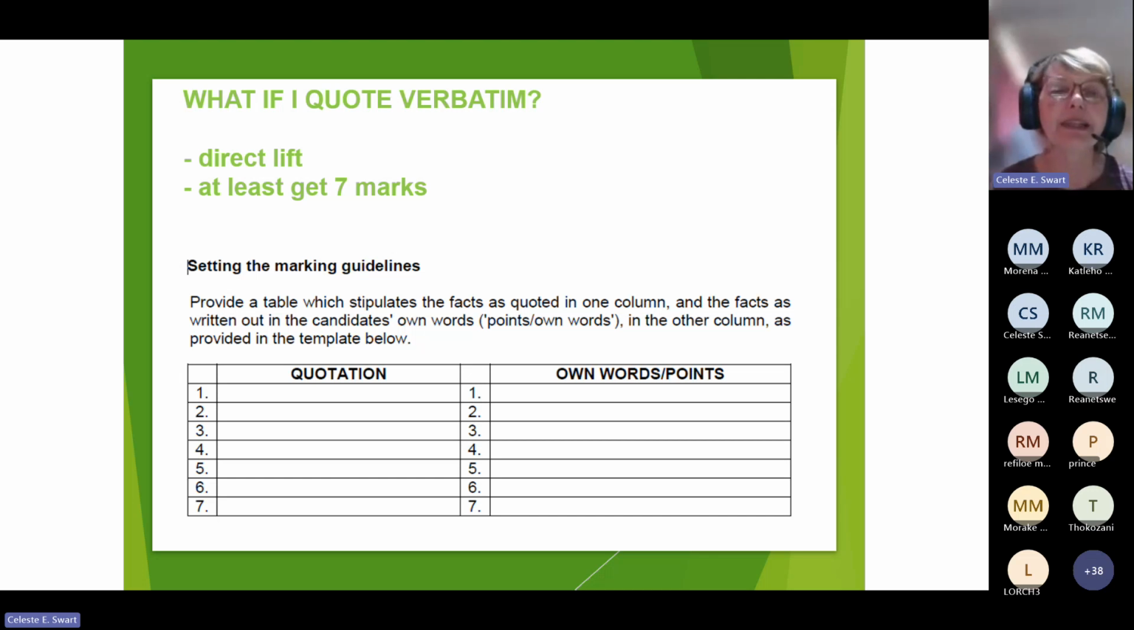The marker will have something like this grid, and it will be completed with the actual words and then words that are written slightly differently. But be careful, don't just go for synonyms, because some of you make a total hash of the synonyms because you don't use them correctly. And of course, synonyms are words with the same or similar meaning.